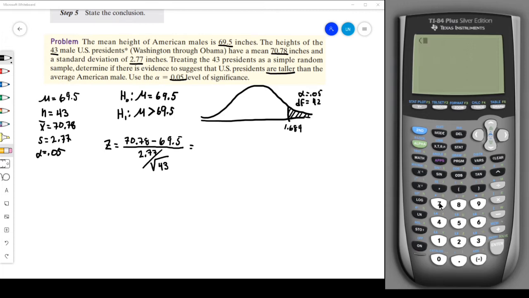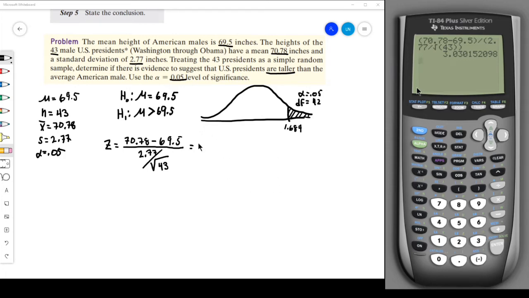So remember to put the numerator and denominator separately inside parentheses. So open paren 70.78 minus 69.5, close the parenthesis for the numerator, divided by, open a paren for the denominator, 2.77 divided by the square root of 43, close the square root, close the denominator, and there we go. Remember with the t-scores, we want to round these to 3 decimal places. So 3.0301 is going to round to 3.030.